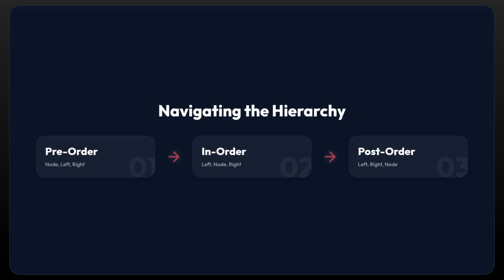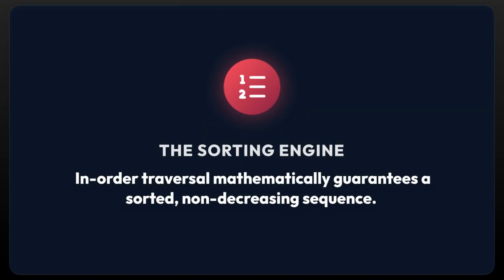The in-order traversal visits the left subtree, then the root, then the right. Because of the ordering invariant, this specific sequence mathematically guarantees that the output will be perfectly sorted in a non-decreasing order, naturally accommodating potential duplicate values. It effectively flattens a two-dimensional geometric structure into a one-dimensional sorted list.